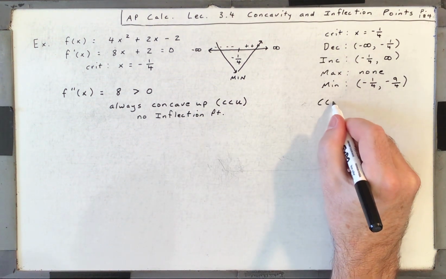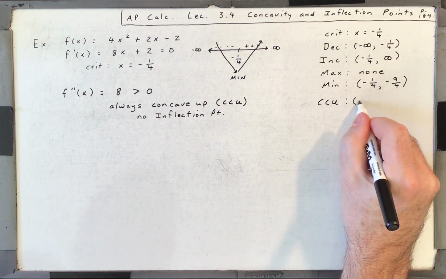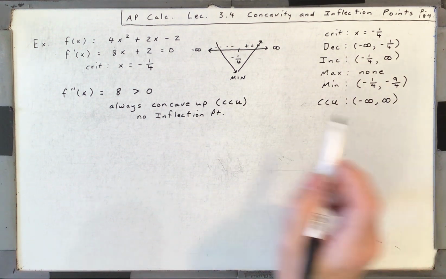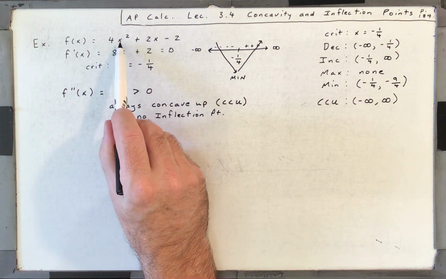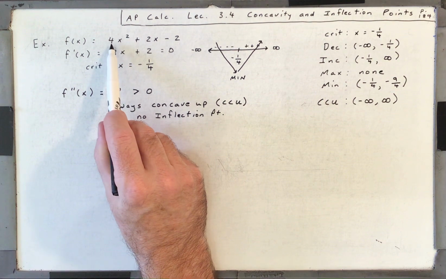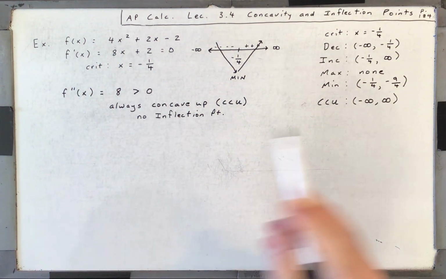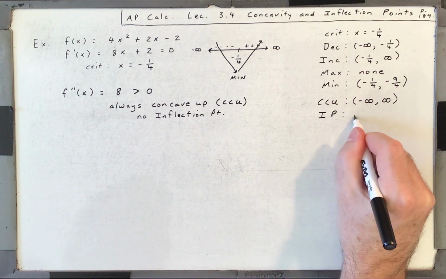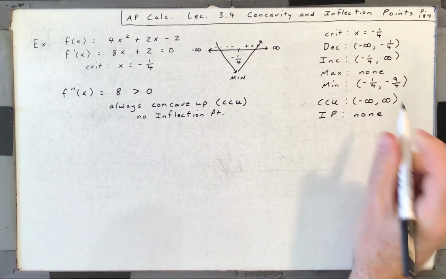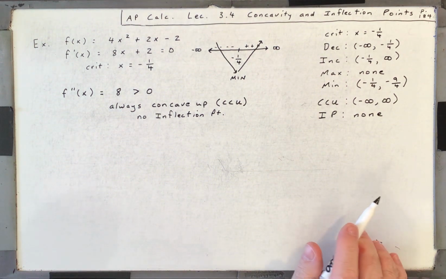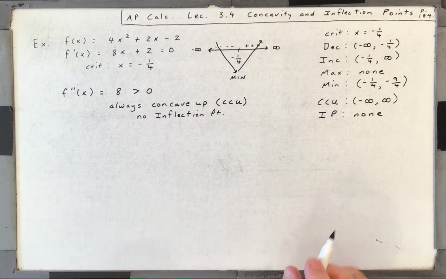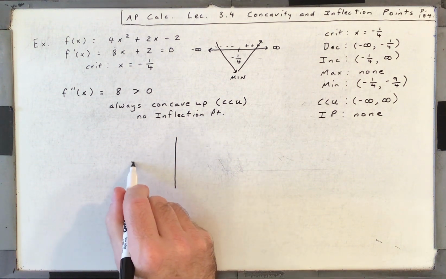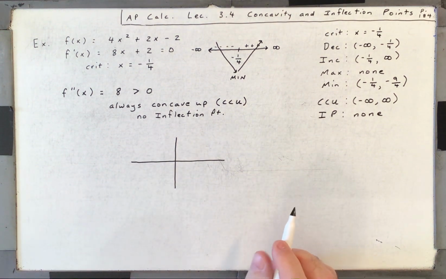So I'm going to write that down. Concave up from negative infinity to infinity, and that probably makes sense because this is a happy face parabola, right? The term in front of x squared is positive, so it's just a parabola. The inflection point, we're just going to write that in as none. So we've gained enough information here to do a rough sketch of the graph. And I'm going to want you to do this on some of your homework problems. So this is how you do it.